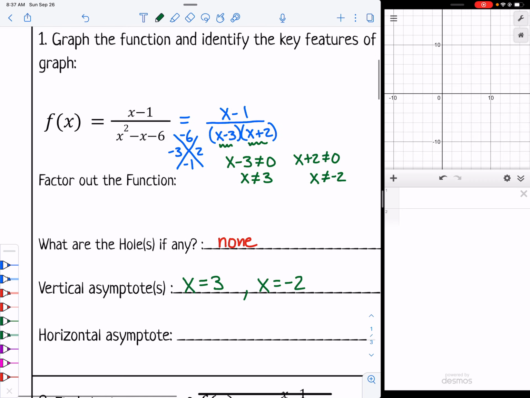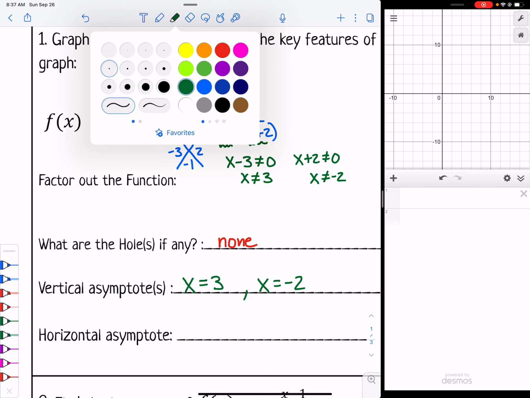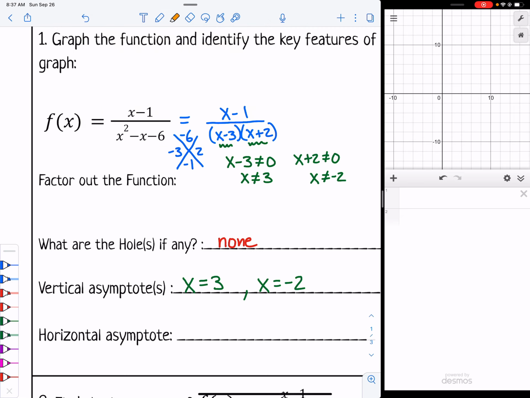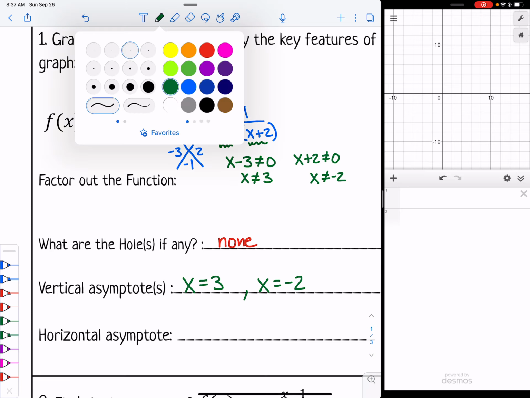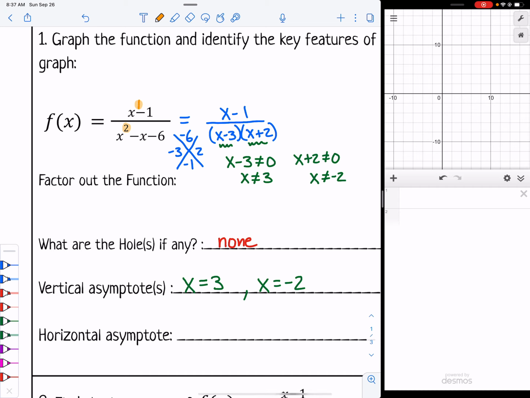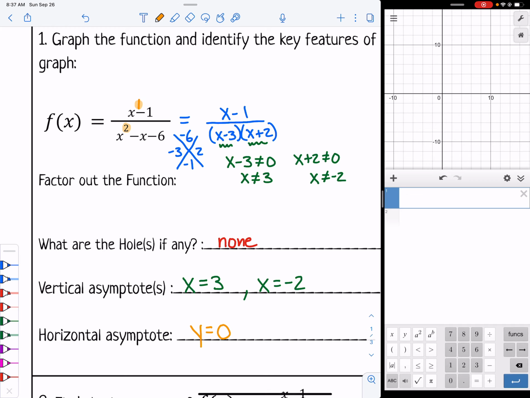All right, and then the horizontal asymptote, you can just look at the degree of the numerator. So the degree of the numerator was just a 1, and the degree of the denominator was a 2. So since the denominator has a higher degree, it's automatically a horizontal asymptote at y equals 0. Now we just need to graph the function.